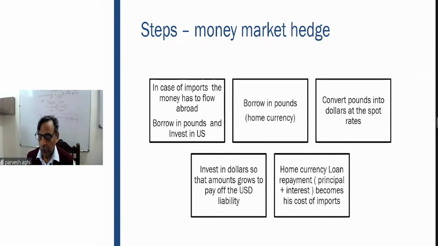First, we are going to borrow in pounds. Then we take those pounds to America at the spot rate in terms of dollars and invest that money in dollars. The money which grows will be equivalent to your total overall liability which you have to pay abroad, and that will knock it off. The money you borrowed in pounds, when you repay it along with the interest, will be your total outflow. Now you have to compare that outflow with the forward cover which we have just done and see which one is better. So let's see.